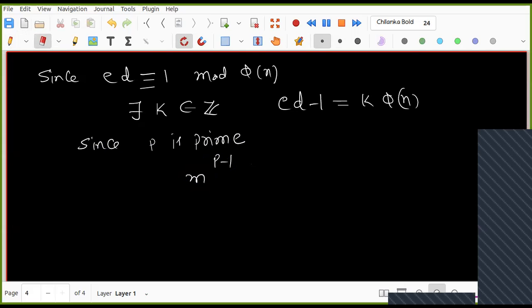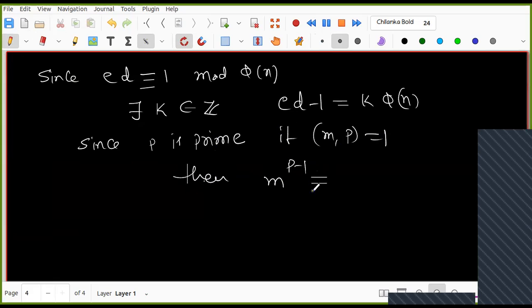First of all, M power p is congruent to M modulo p, otherwise I will go by Fermat's little theorem. I'll go one after the other. Since p is prime, if GCD of M and p is equal to 1, then M power p minus 1 is congruent to 1 modulo p. This part you are clear with, right?